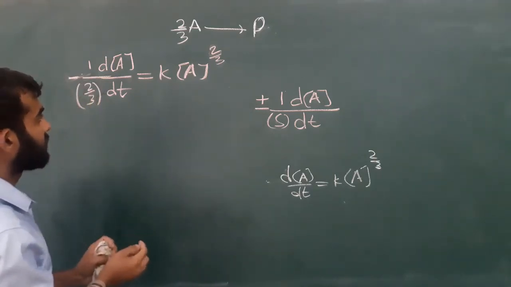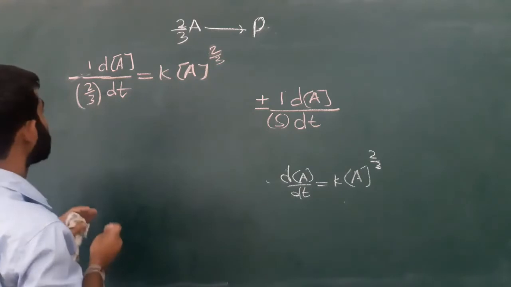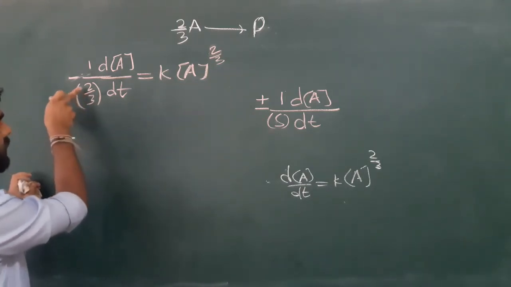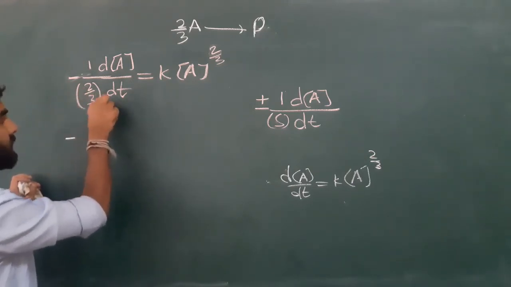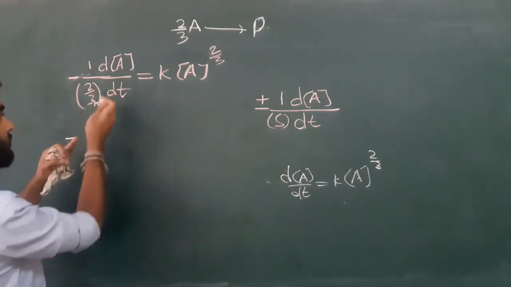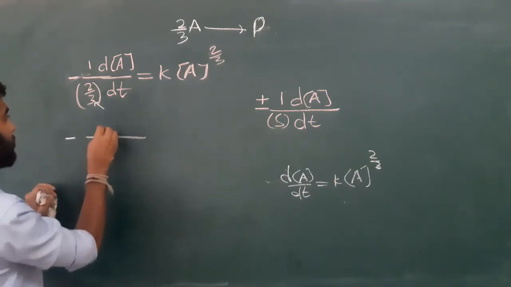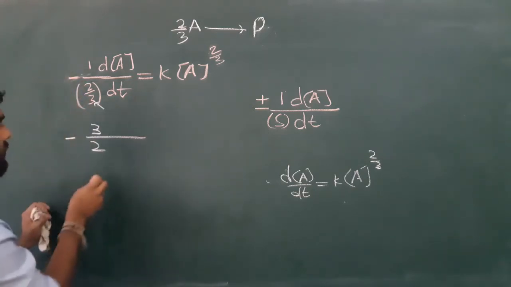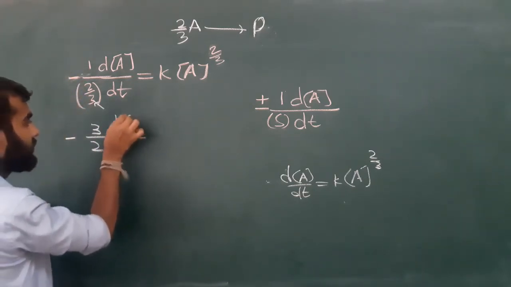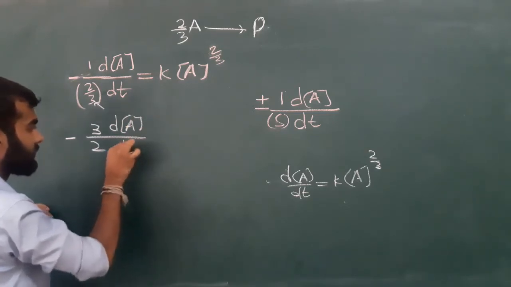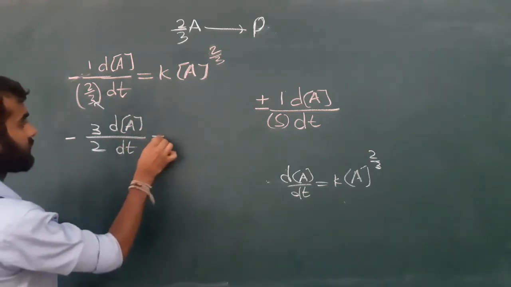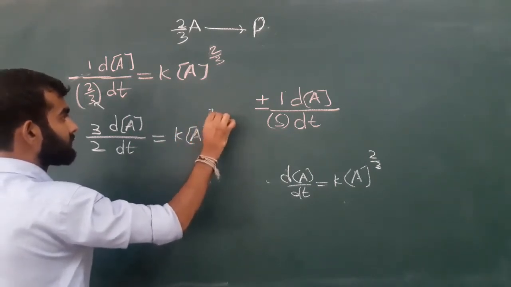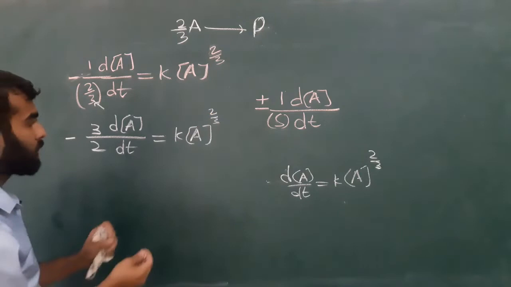Now we have to integrate. Before integration, we can rearrange this part. Minus, here 2 over 3, 3 is the denominator. I can rearrange this equation as minus 3 divided by 2, this 3 goes up, and here dA over dt equals k A to the power 2 over 3. Okay, now how can we integrate?